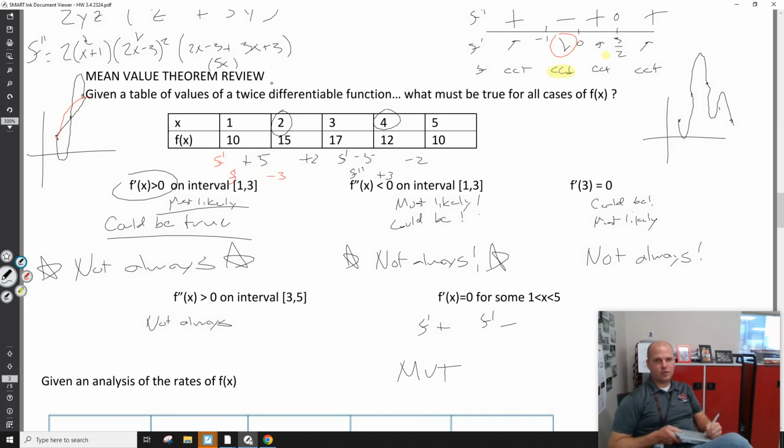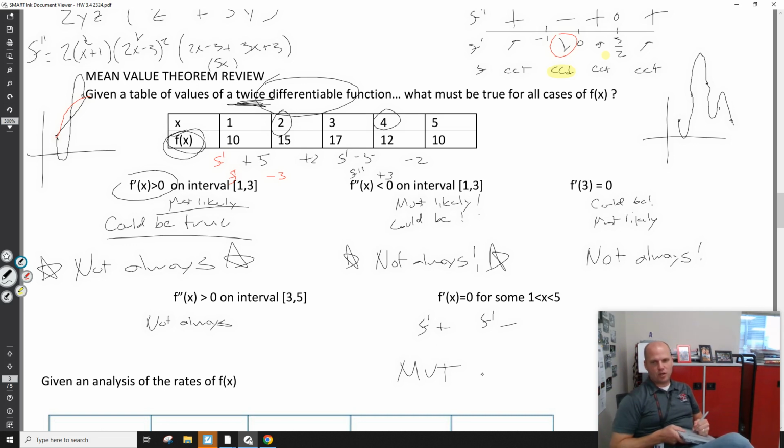Mean value theorem says your function is differentiable. Now it says twice differentiable. That just means you can take the derivative twice. Doesn't mean this is the second derivative. This is just our f. That's probably a good thing to say. Whenever you read twice differentiable, don't assume you're given the second derivative. It's just like that's f, and you can take the derivative twice.